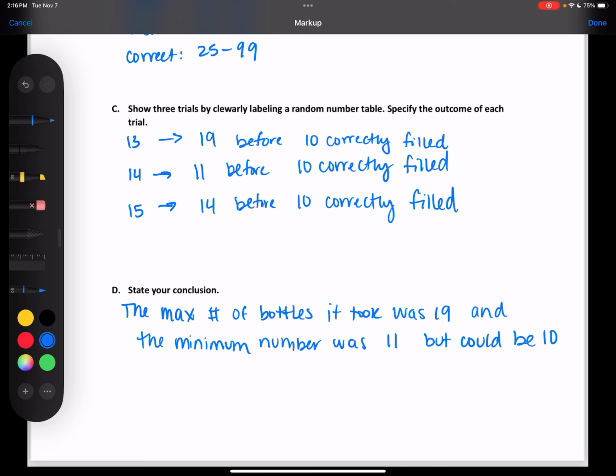And then ultimately I would want to say on average, now my average ended up being 14.6 repeating, but I need to round up because I can't pull 2/3 of a bottle. So on average it took 15 bottles to get 10 correctly filled.